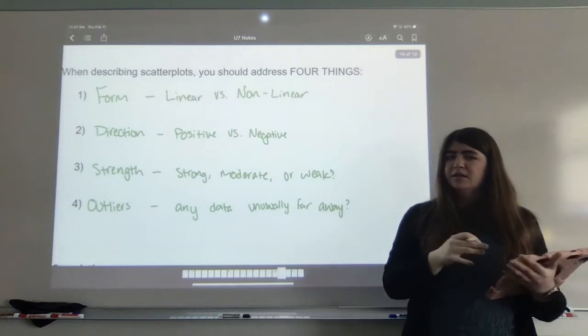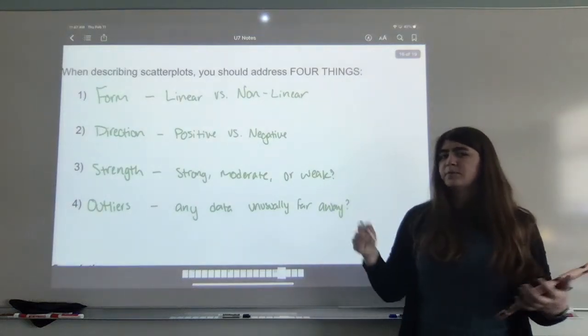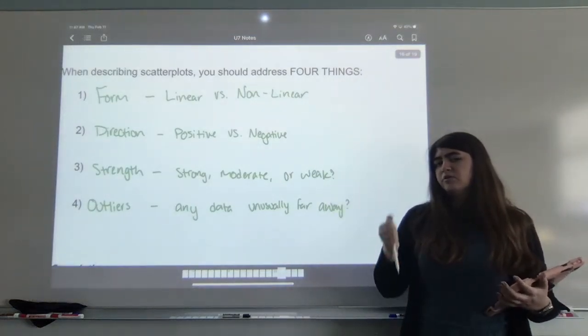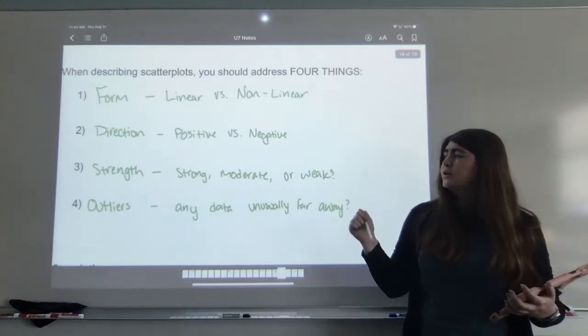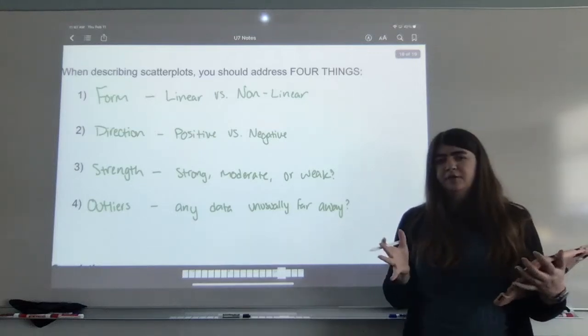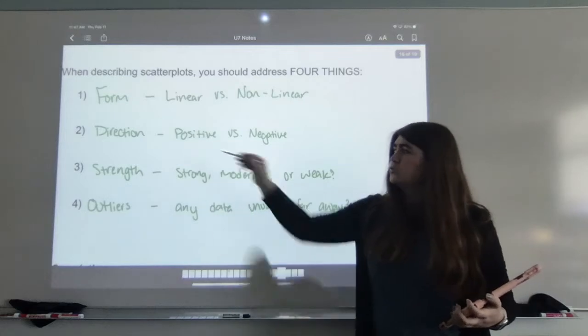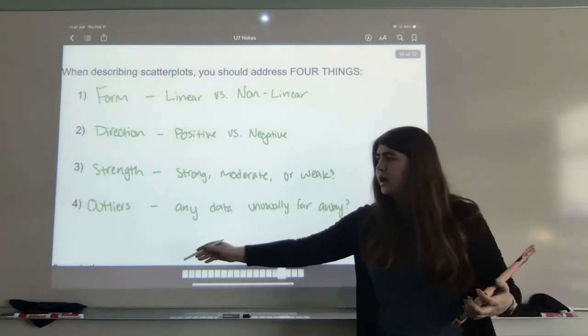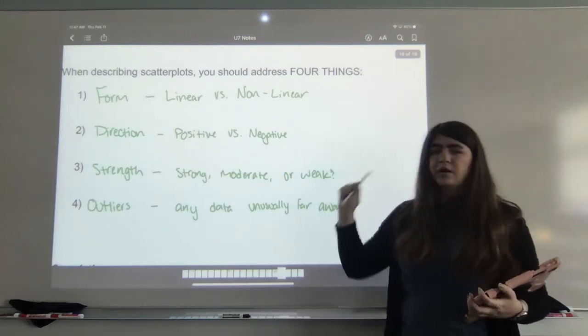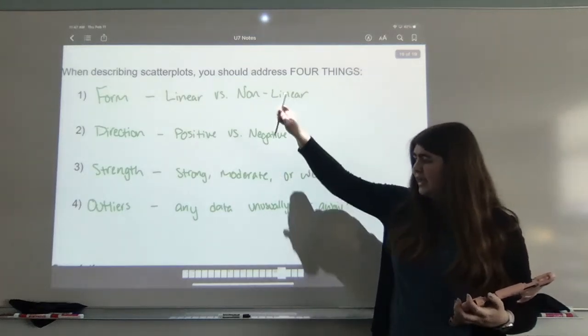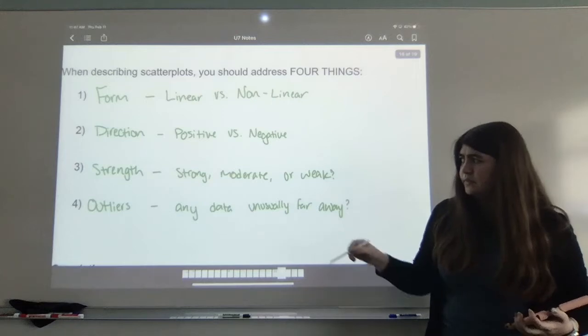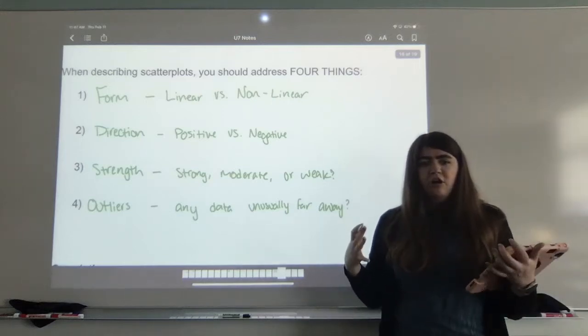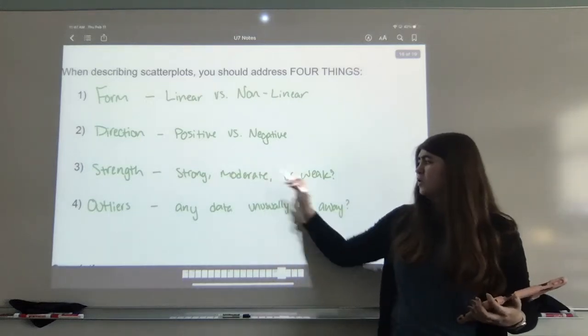Is there a line that is kind of being formed? Not necessarily a completely straight line, but do you see a line being formed? What direction is your graph going? Is it positive, going up and to the right? Or is it negative, going down and to the right? Is it a strong graph? Is it strong, moderate, or weak?